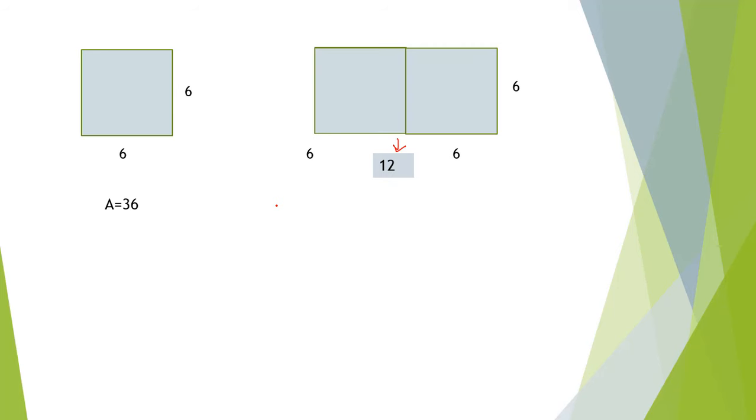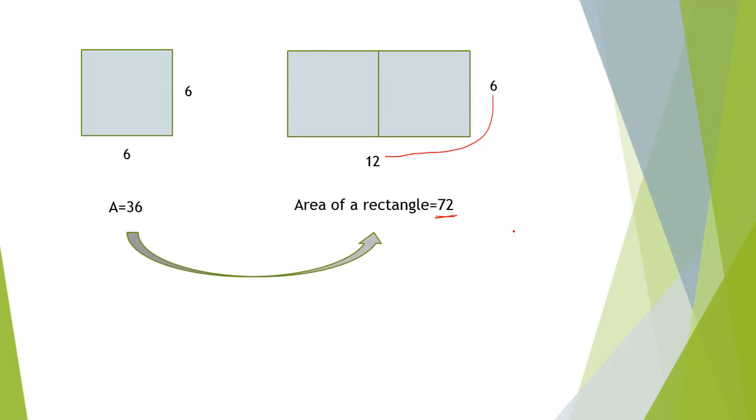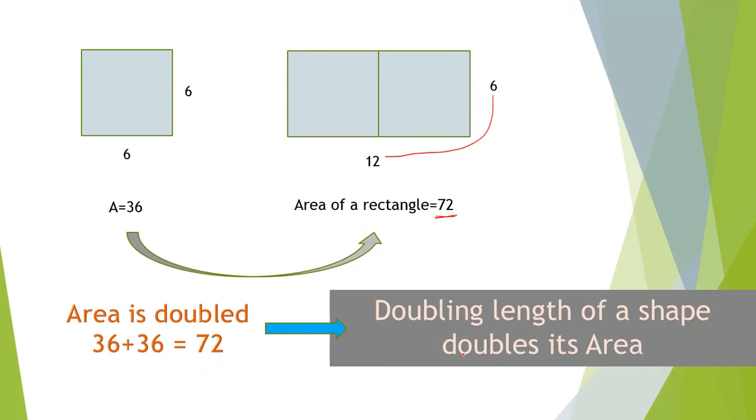Now what's the area of this rectangle? Length into height, 12 into 6, 72. Can you tell how the area has changed from the previous one? Area is doubled. 36 plus 36 is equal to 72. And we learned a very important property that doubling the length of a shape doubles its area.